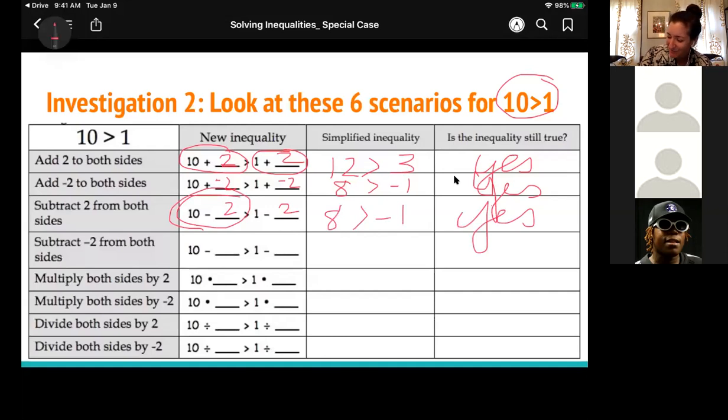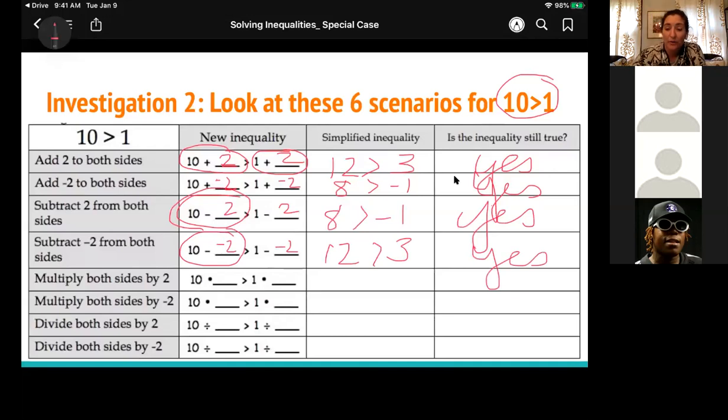All right, 10 minus -2 and 1 minus -2. What is 10 minus -2? Well, let's just do the math. 10 minus -2 is what? 12. Keep, change, flip. So he's right, it's 12. And how about this one, Kaden? Keep, change, flip again. 3. Okay. Is 12 greater than 3? Yes.